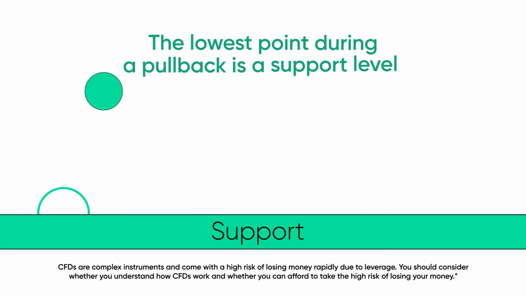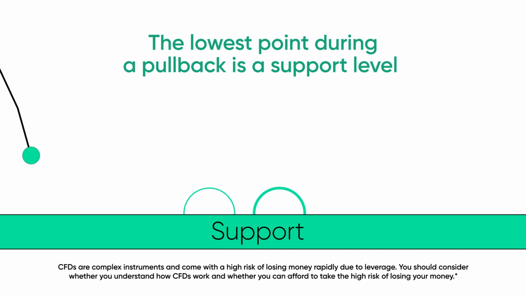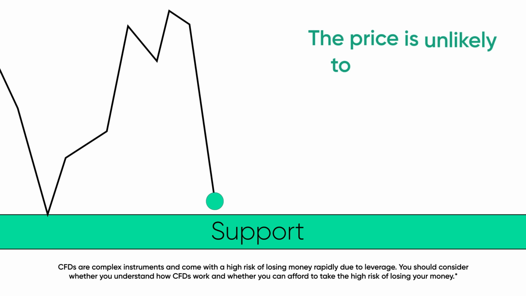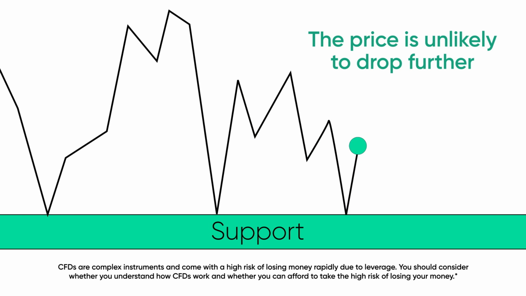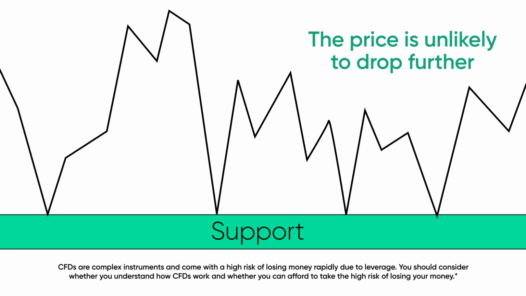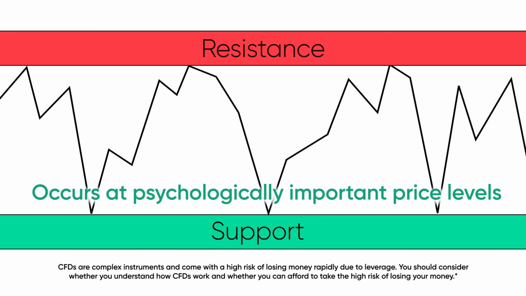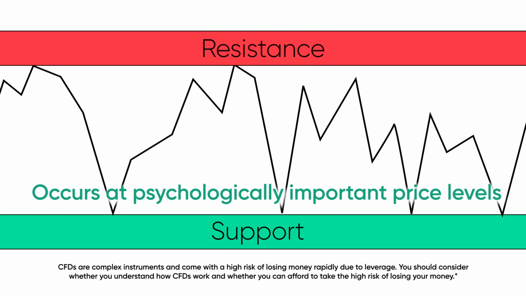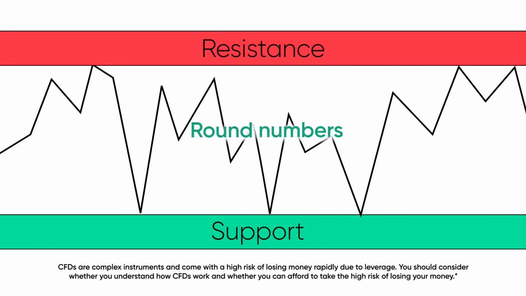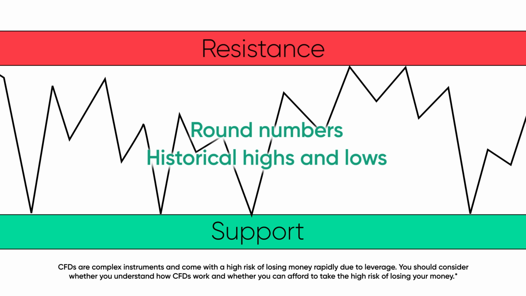Similarly, during the pullback, the lowest point reached is considered support. The price will have an equally hard time breaking below this level, as it indicates a surplus of buyers. Meaning, at a support level, buying is expected to emerge that prevents further price decreases. Support and resistance levels often appear at psychologically important price levels, such as round numbers or historical highs and lows.